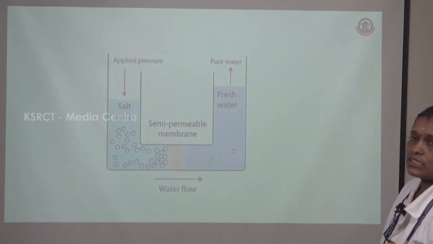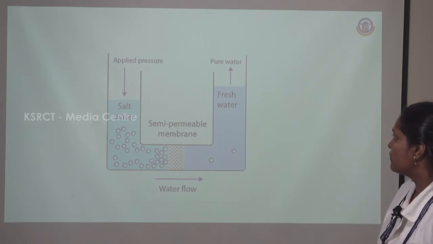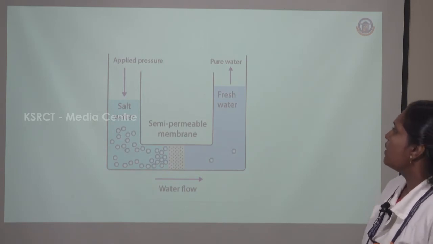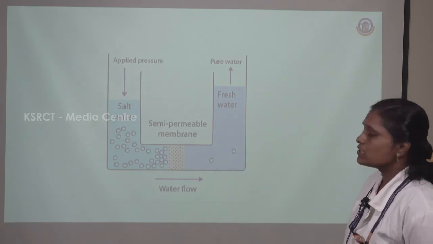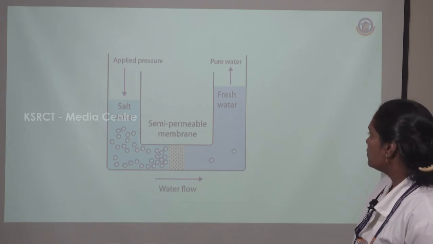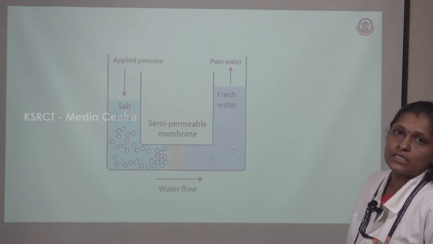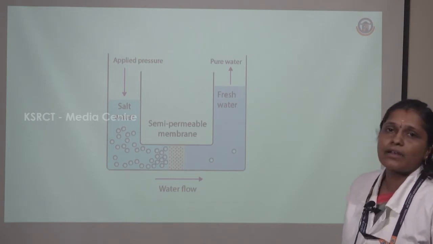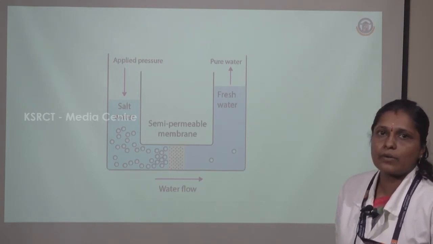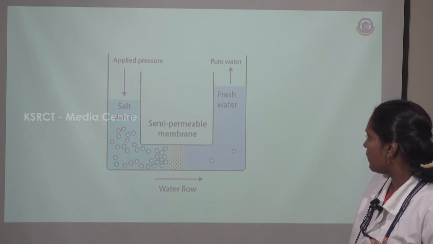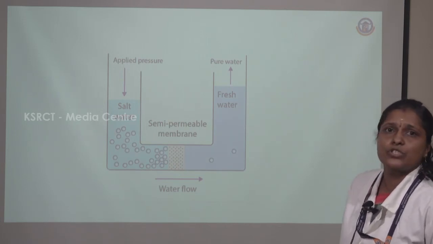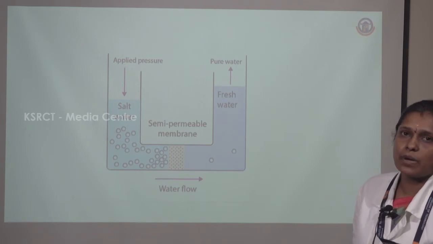Here is a schematic representation of the reverse osmosis process, where the pressure is applied on the salt water side. The solute molecules stay back in the salt water side, and the water moves towards the fresh water side, so that we can collect the pure water in another compartment. The dotted line in between represents the semi-permeable membrane.